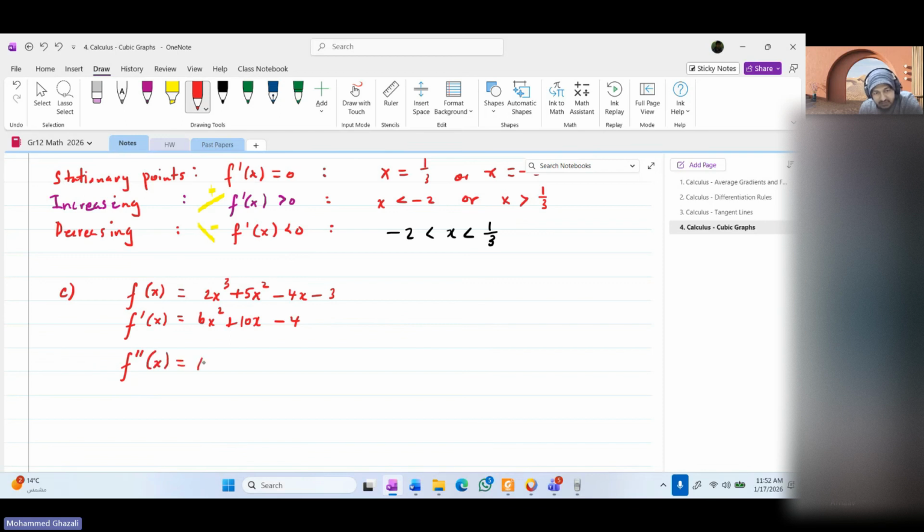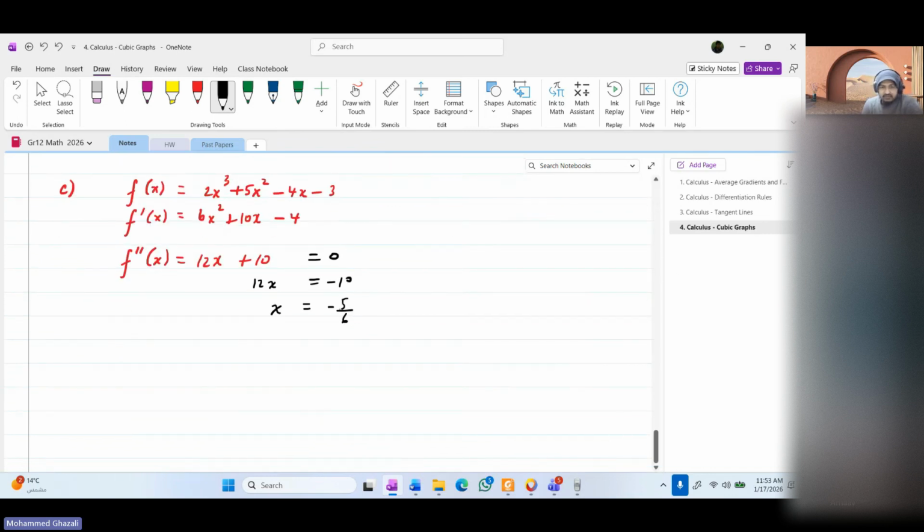So 2 times 6 is 12. Take away 1 from the power, which is x. The derivative of 10x minus 4 is just plus 10 because that's linear. Right, so now we're going to make this equal to 0. So we get 12x is equal to negative 10. X is equal to, you can divide both sides by 2, you're going to get negative 5 over 6. Or minus 10 divided by 12 is minus 5 over 6.